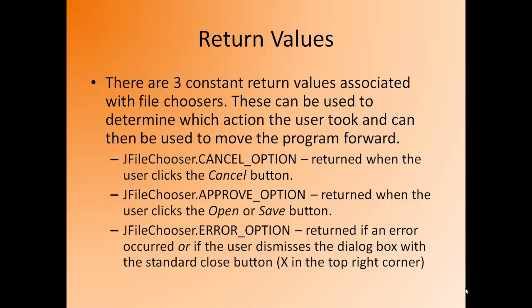There are 3 constant return values associated with file choosers. These can be used to determine which action the user took and can then be used to move the program forward. The cancel option value is returned when the user clicks the cancel button. The approve option value is returned when the user clicks the open or save button. And the error option value is returned if an error occurred or if the user dismisses the dialog box with the standard close button, which is the X in the top right corner.